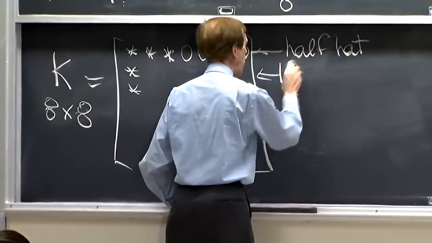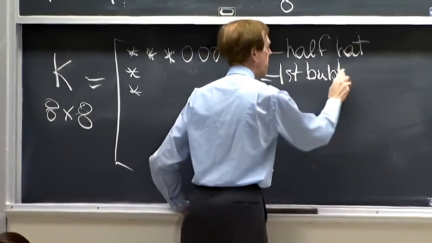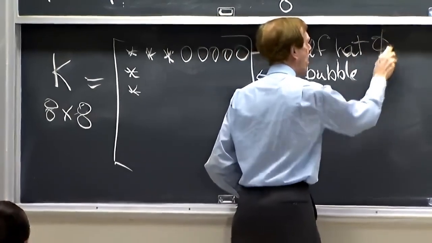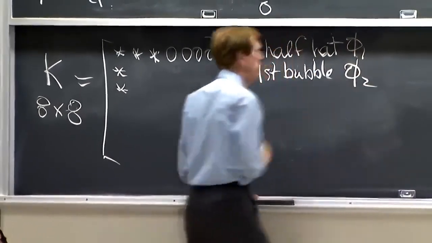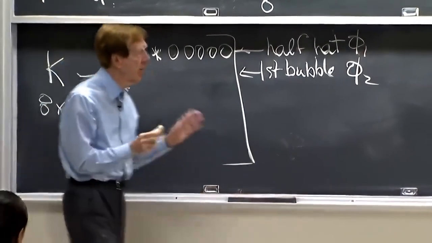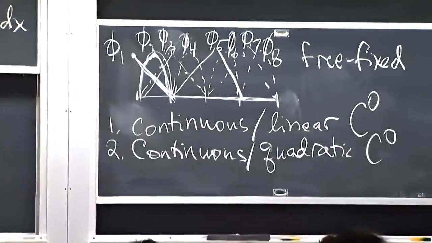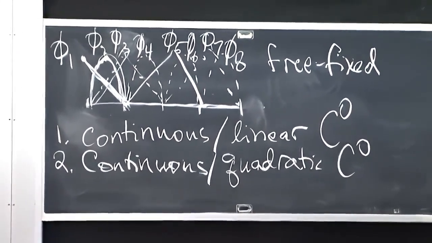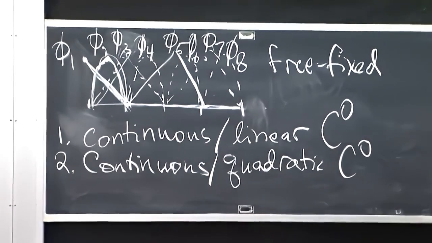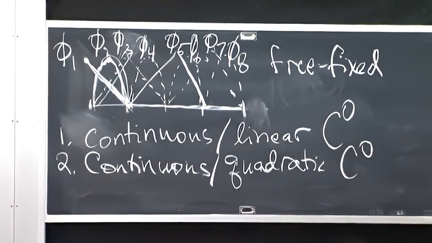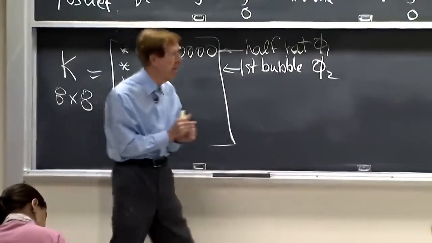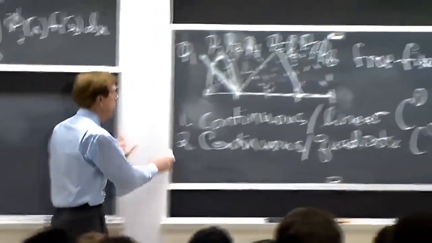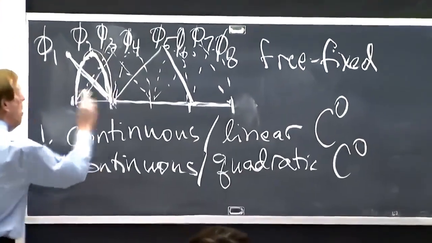And this is the first bubble row, because that was the half hat, phi 1, and now the first bubble is phi 2. What non-zeros do we get out of it in the stiffness matrix? Again, I'm constructing it entry by entry. Another way to construct it will be element by element, and stamp them in. You're beginning to see the idea of that. But what do I get for that bubble?